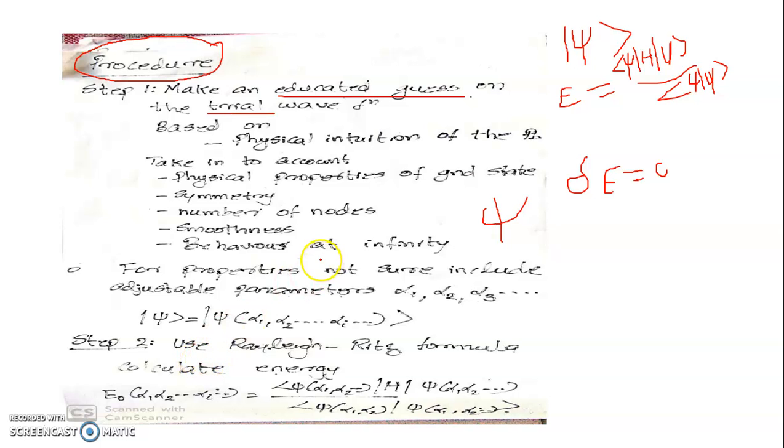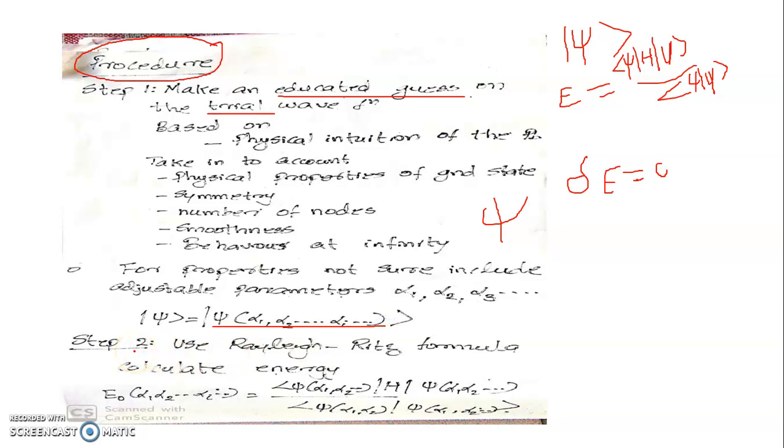So this is the first step: make an educated guess on the trial wave function. In this educated guess, all these parameters are included. We are analyzing the physical properties of the ground state, symmetry of the wave function, number of nodes present in the wave function, smoothness and behavior of the wave function at infinity. And corresponding to those parameters not sure, we incorporate adjustable parameters, say alpha i. So mathematically psi will be a function of these adjustable parameters.